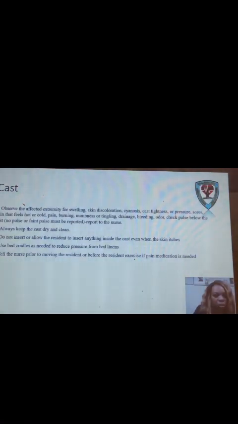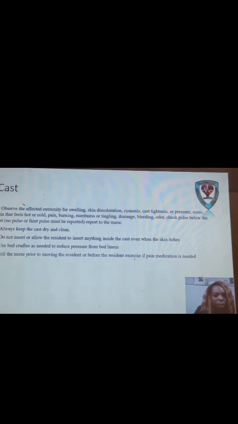You want to observe the affected extremity for swelling, for any skin discoloration, any cyanosis or bluish hue to the fingers or toes or extremities below the cast. You want to observe for cast tightness or pressure or sores. You want to observe for skin that feels hot or cold, burning, numbness, or tingling. You want to observe for drainage, bleeding, odor. You want to check pulse below the cast. If you don't feel a pulse or the pulse has become faint, you want to notify the nurse.